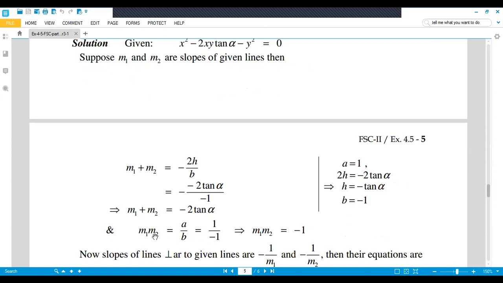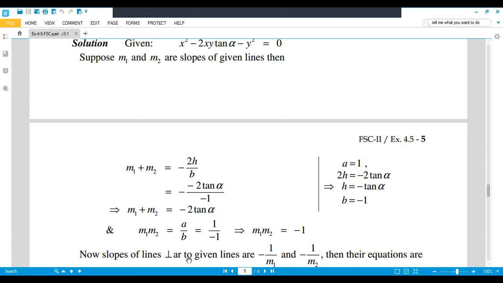Now m1 into m2 is a over b. I already discussed at the start of this exercise that the product of the slopes m1 and m2 is a over b. The coefficient of x square is 1 and the coefficient of y square is minus 1, so the product is equal to minus 1. We know that if the product of the slopes is equal to minus 1, it means that the lines are perpendicular to each other.